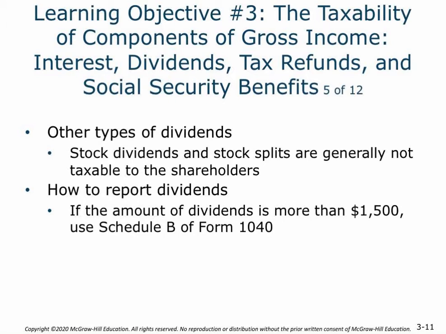And then there are other types of dividends, something called a stock dividend or a stock split. That is if you own shares of a stock and that company sends you another share of stock in the mail as what they would refer to as a dividend, that is not usually a taxable event, so that would not be taxed. And then you're going to be reporting those dividends on that Schedule B form of the 1040 if the amount of the dividend is more than $1,500.